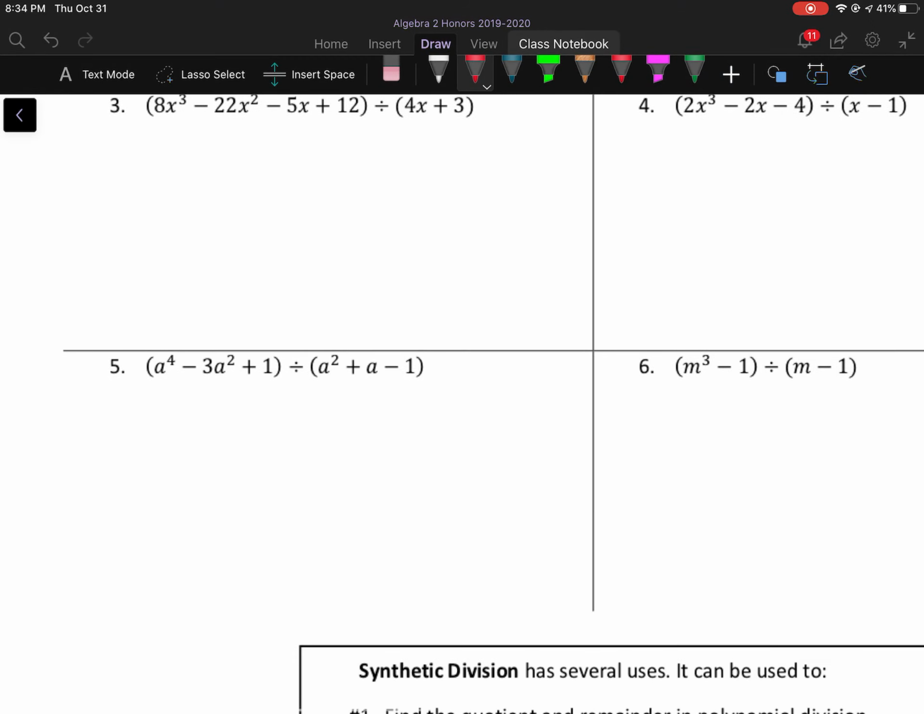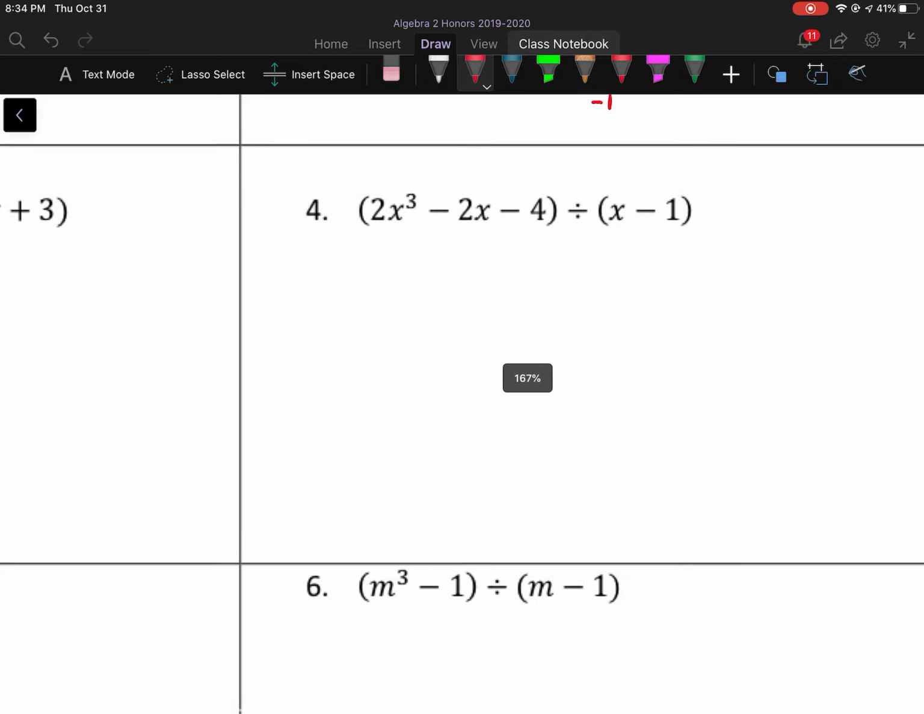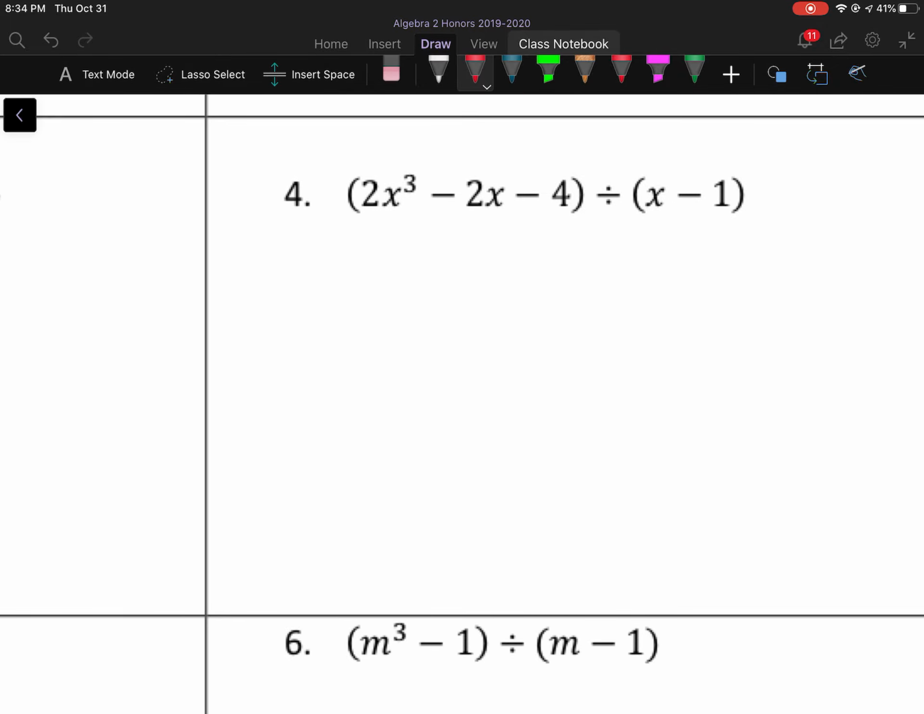Alright, I am going to show you a video on number 5. Now, before I do that, I want to point out something in number 4. I'm going to have you go back and do number 4 after we watch this video. But if you do number 4, when you originally write it out, this is 2x to the third minus 2x minus 4 divided by x minus 1. When you write it out, we know our divisor is x minus 1. That's what I'm dividing by, so that goes on the outside.